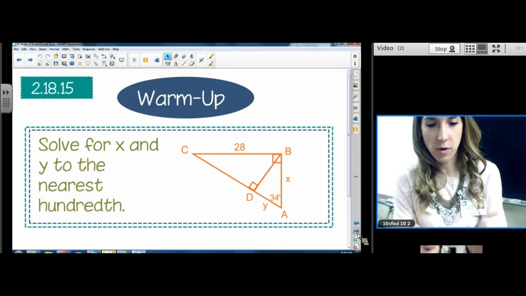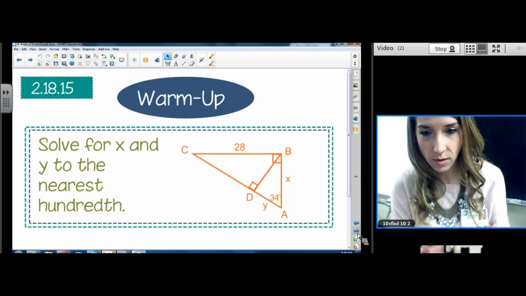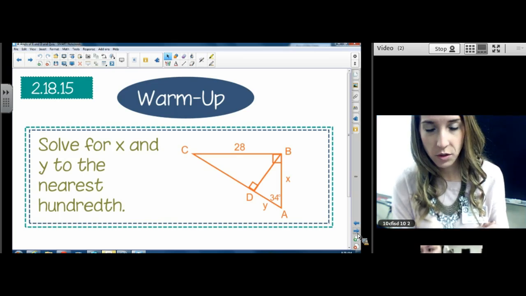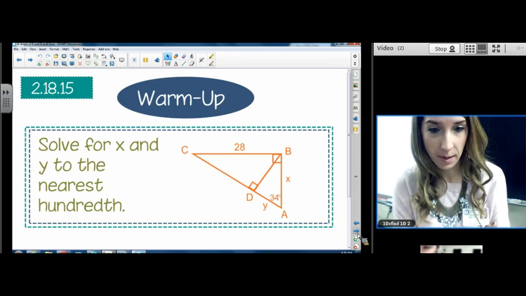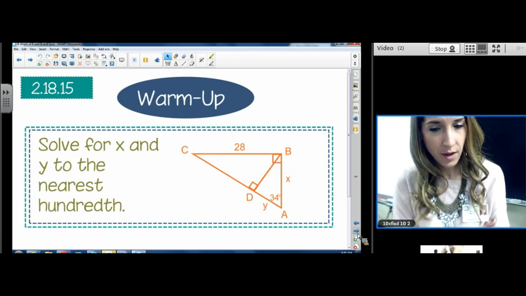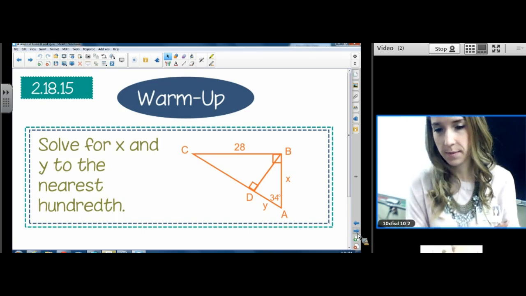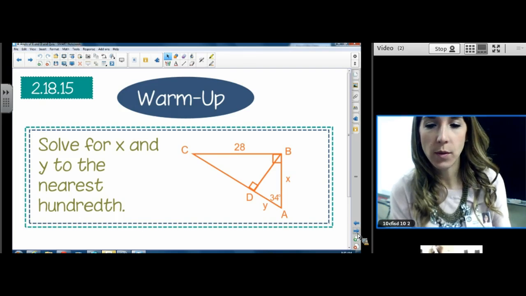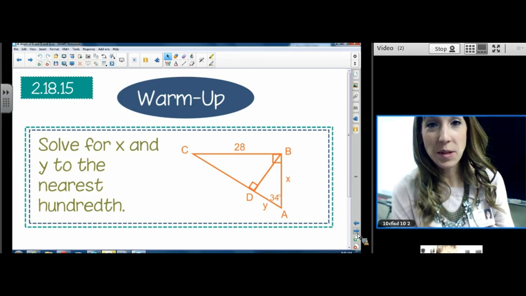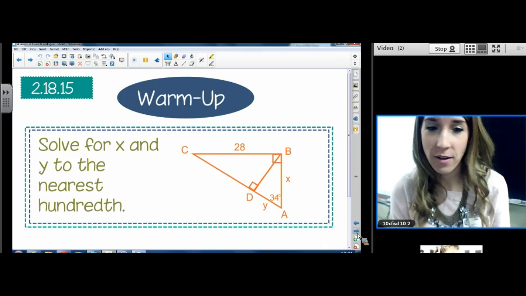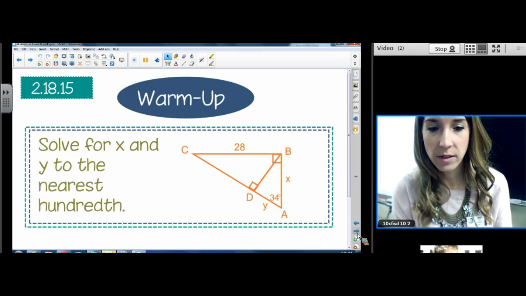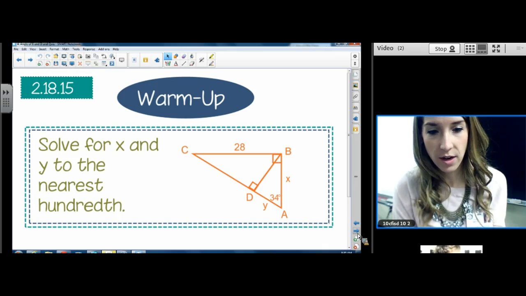Okay, so on this warm-up, this is one of the times where we have to use our answer to solve further steps in our problem, right? So we're going to find BD, and then we're going to use BD, which happens to be the altitude, to solve for some other missing sides. Please, when you are reusing an answer, do not round as you go. Do not round BD to the nearest hundredth.